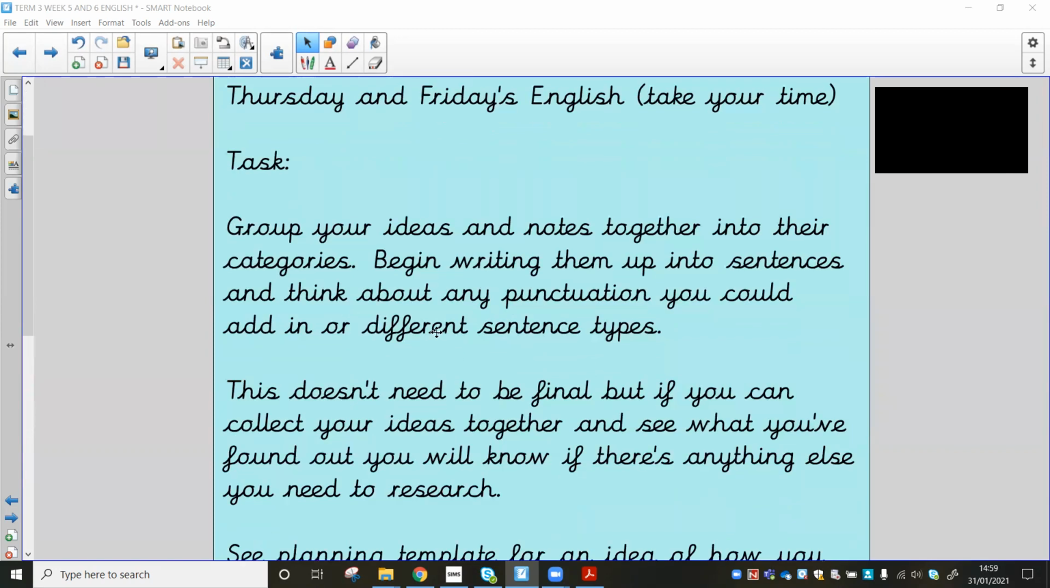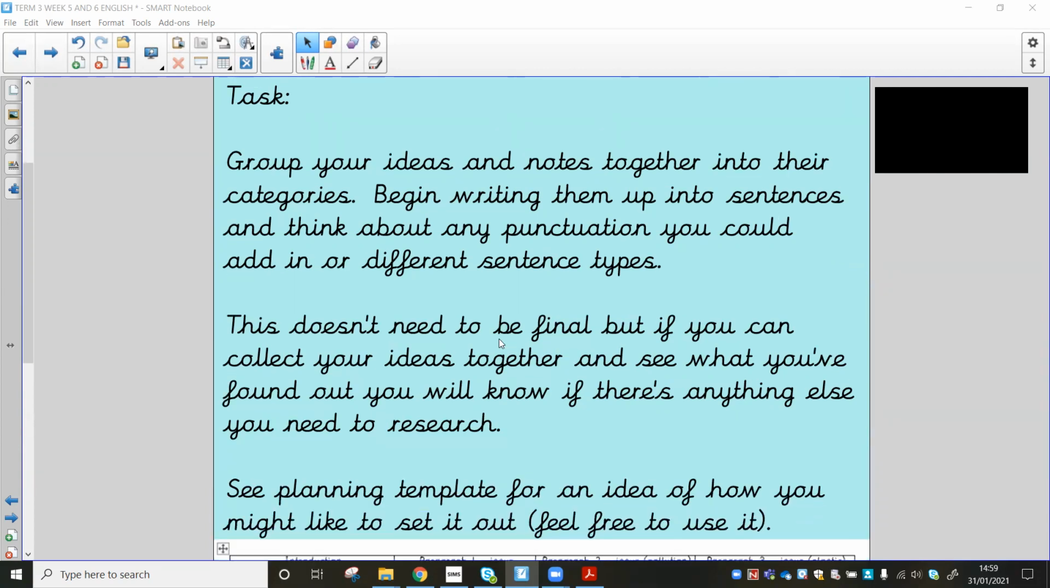So all I've sort of written on here is just reiterating what you have to do. So you're grouping the ideas and noting them in the categories, trying to write them in the sentences, because if you can get your ideas planned quite well the next 2 days, it makes the writing up of the nice final piece a lot easier. And again, this doesn't need to be the final one, but it will really help because you might see any gaps and where you need to go and add a bit more research.